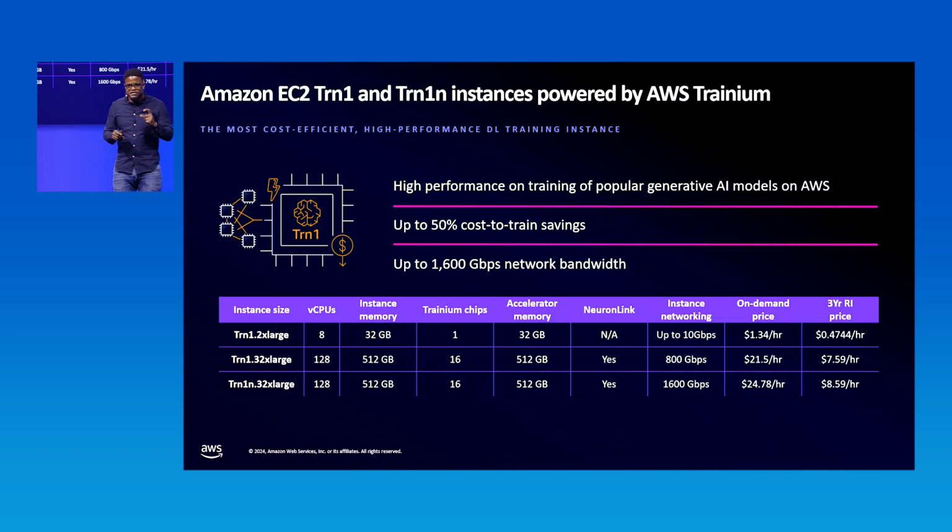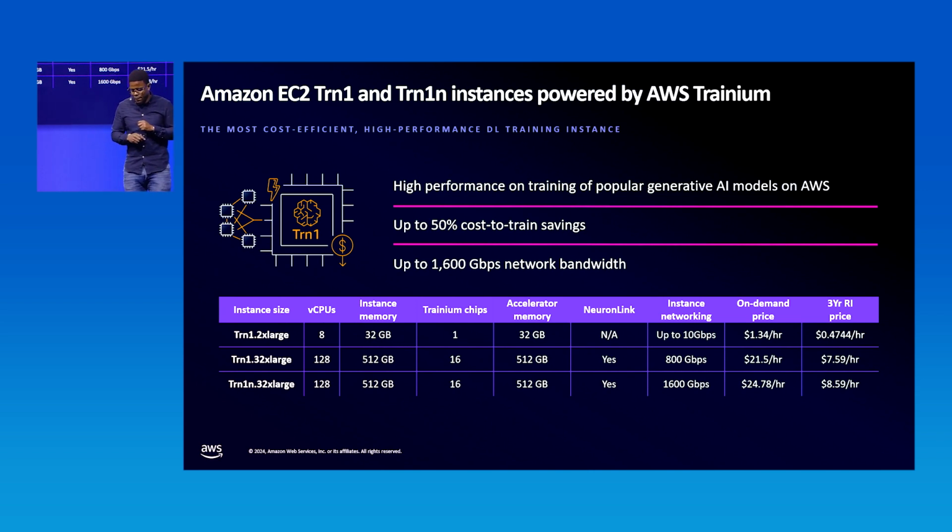The network is based on the second-generation Elastic Fabric Adapter, which enables reduced congestion, lower latency, and cluster-level scaling. Each Trainium chip comes equipped with 32 gigabytes of accelerator memory, scaling up to 512 gigabytes on the larger instances to enable you to load your larger models with larger batch sizes and longer context lengths, which is becoming a key industry requirement.